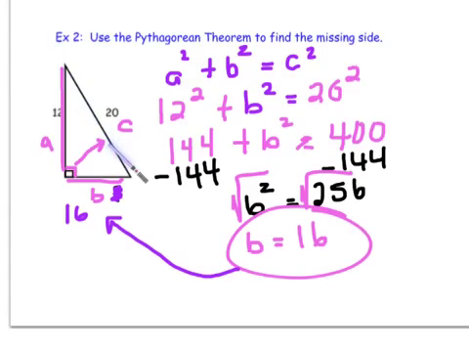We know the hypotenuse has to be the longest side. So I've got 12, and I have 16. I think we're in good shape because 20 is our longest side. Ta-da!